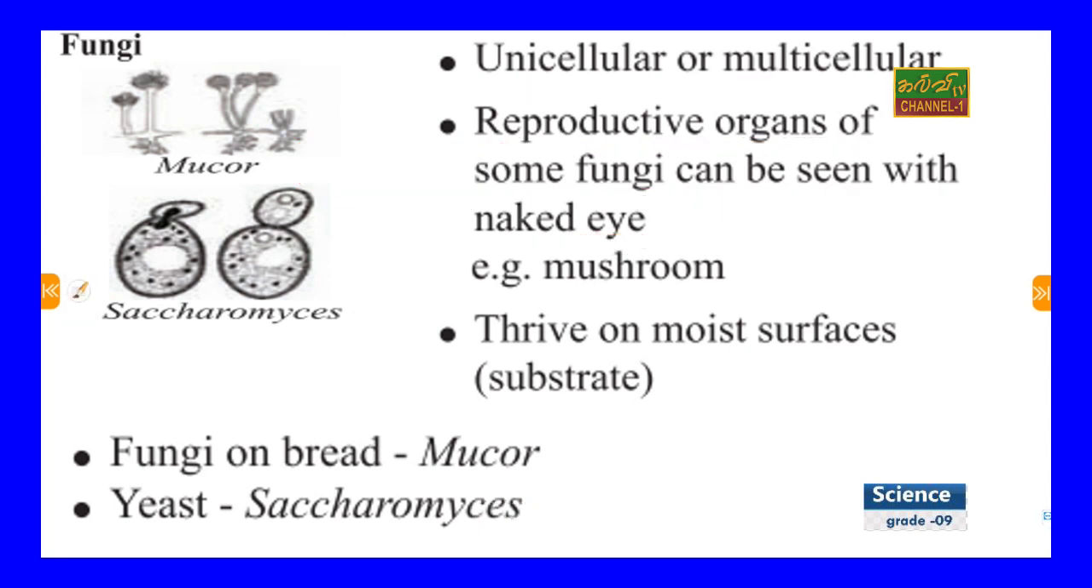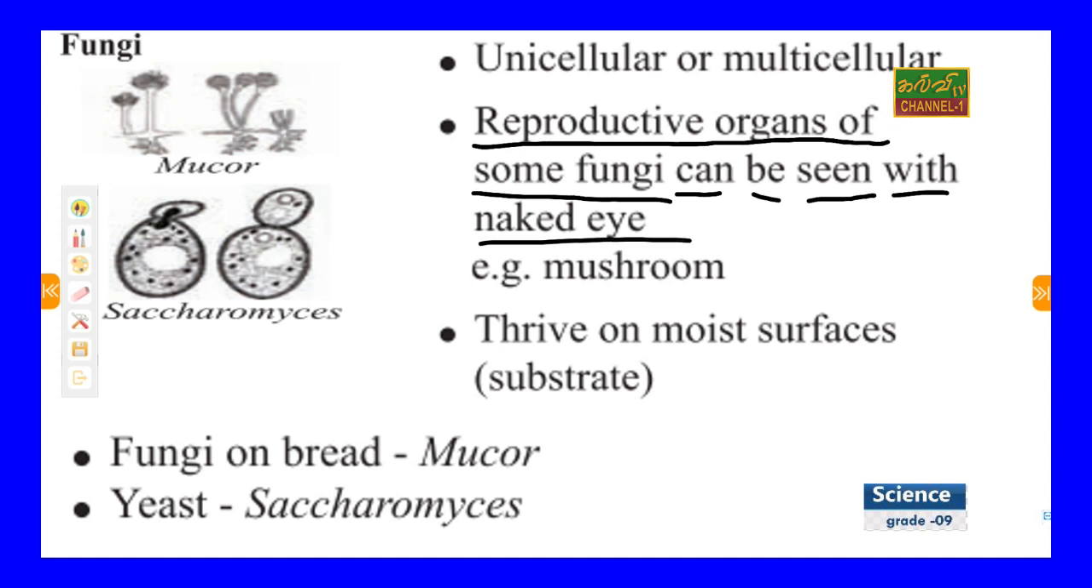Right? So reproductive organs of some fungi can be seen with the naked eye. That means organisms like Agaricus or mushrooms can be seen. Thrive on moist surface, substrate. Yes, thrive on moist surface. When there is a moist surface available, it can grow quickly.